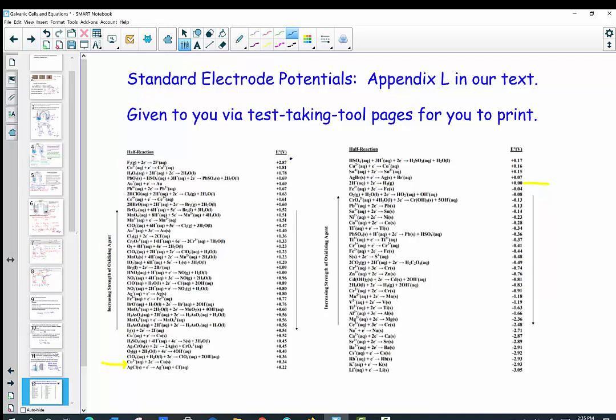So the most positive volts are listed at the top. Fluorine, of course, being the most active of nonmetals, gets listed at the very top. At the very bottom, the most active of metals gets listed, lithium. And the one in your chemistry text, Appendix L, doesn't list them by activity, but rather alphabetically. Either way, sometimes we just have to look up standard electrode potentials for these half reactions.